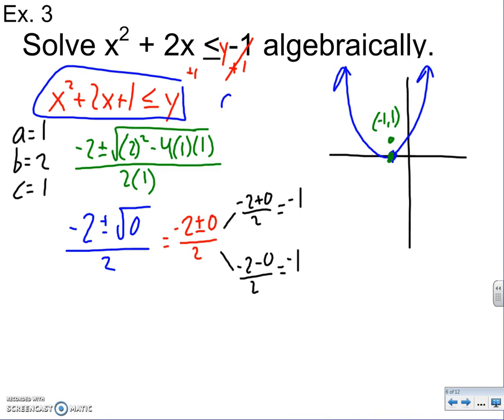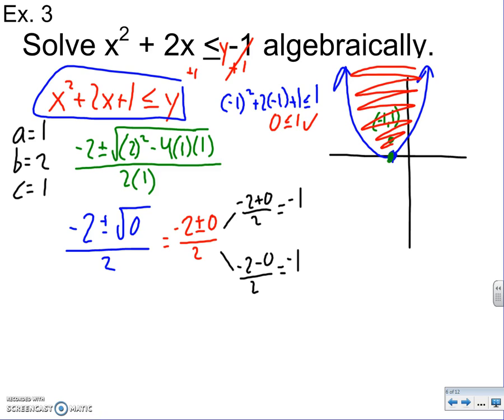So let's see. X squared: -1 squared plus 2 times -1 plus 1 is less than or equal to Y. Y is 1. Simplify that. 1 minus 2 is -1 plus 1 is 0. 0 is smaller than or equal to 1. Well, that is true. True means shade where that test point is. Remember, your test point cannot be on the U. Now, since I have both X and Y, my picture's answered. I don't need an inequality.